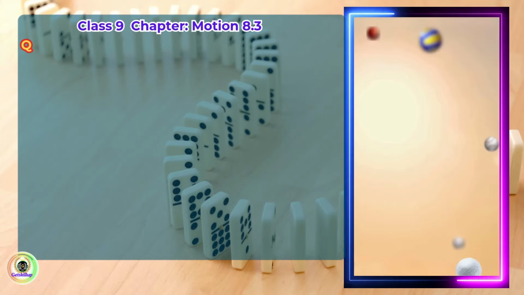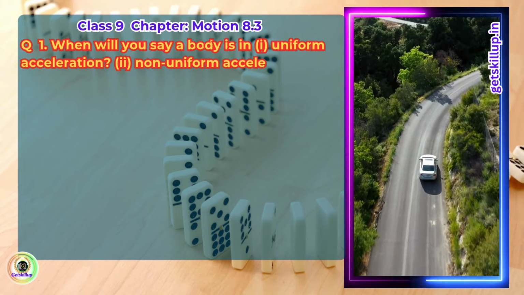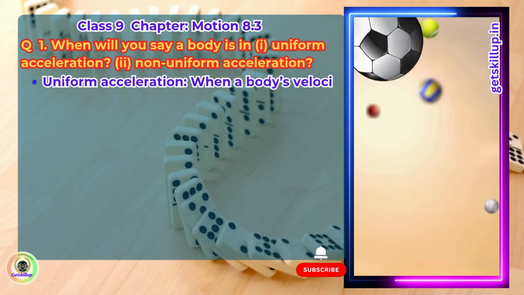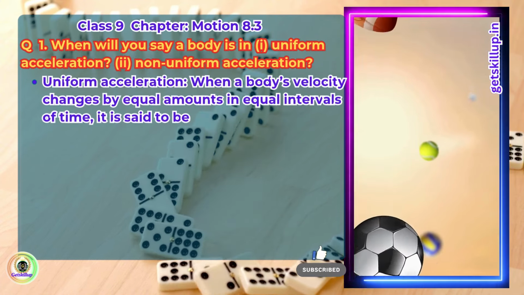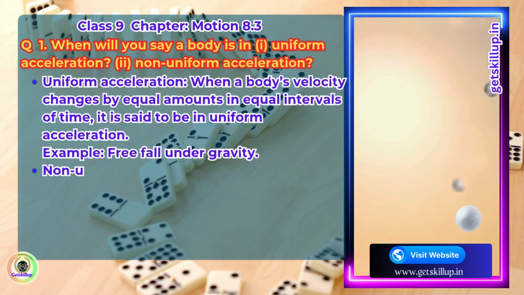Question 1. When will you say a body is in uniform acceleration and non-uniform acceleration? Answer. Uniform acceleration. When a body's velocity changes by equal amounts in equal intervals of time, it is said to be in uniform acceleration. Example, free fall under gravity.